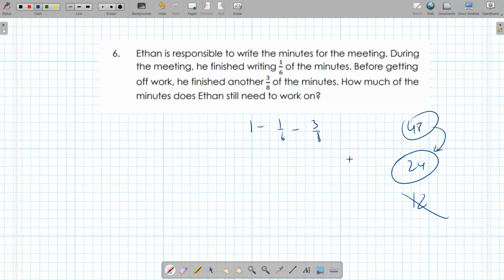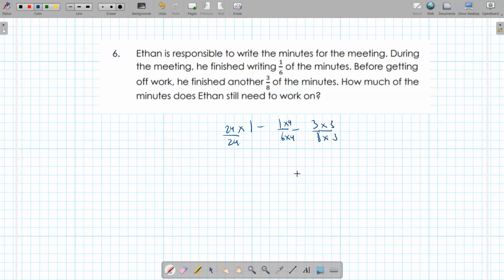So 24 means we need to times this by 24 on top and bottom. Times 6 by what? By 4. What about the 8? By a 3. Yeah, exactly, by a 3. So 24 over 24 minus 4 over 24, minus 9 over 24.